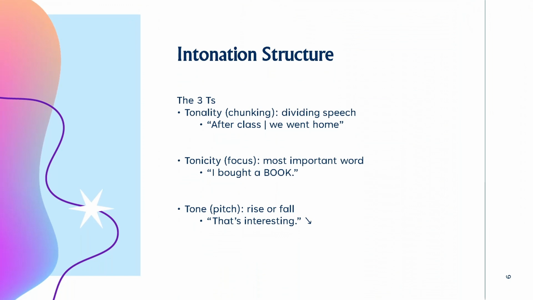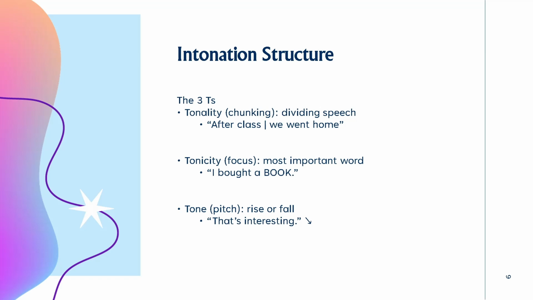Now, the fifth one is intonation structure. It's also known as the three T's. The first T is tonality, which means dividing speech into chunks. For example, after class, we went home. This helps the listener process information more easily.